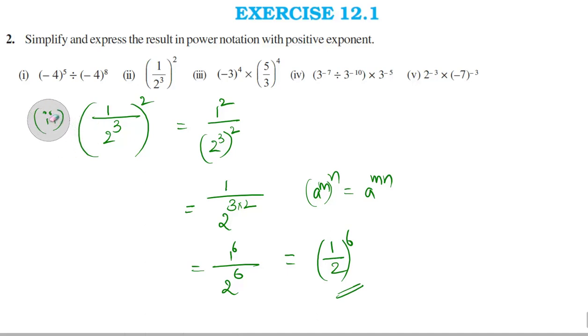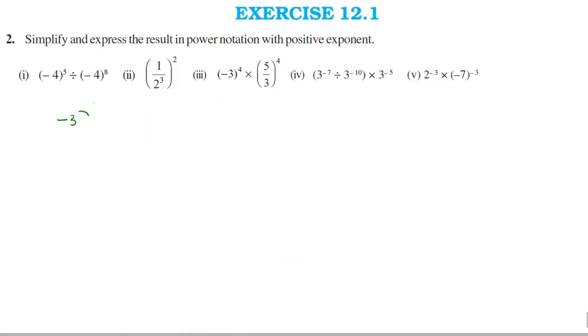Let us go to the third problem. Negative 3 whole to the power of 4 times 5 by 3 whole to the power of 4.